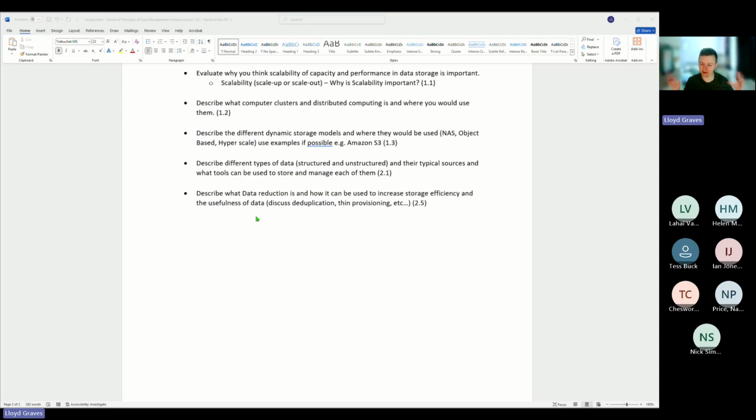So like I say, that is part one, and part one is focused on all of the management capacity, storage models, those types of things. Part two is all about the legislation and policies. So I'll just grab that one as well.